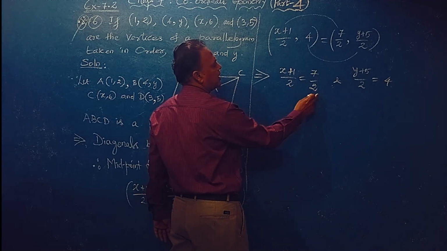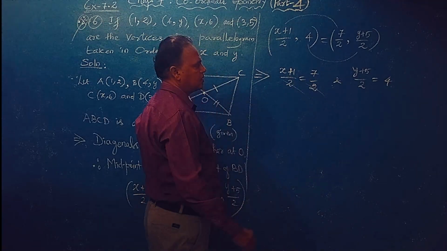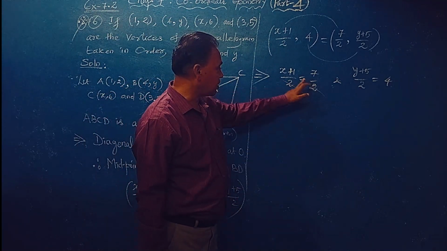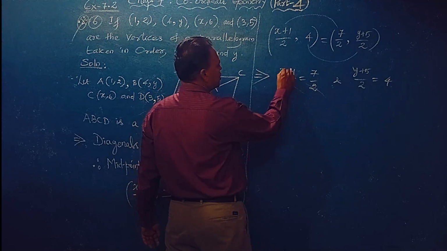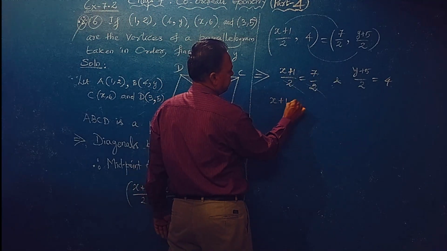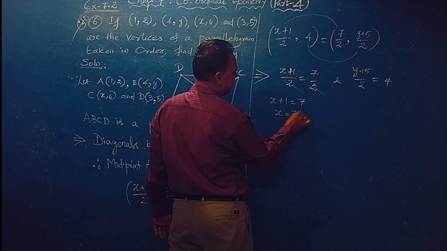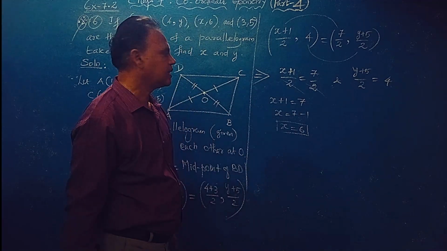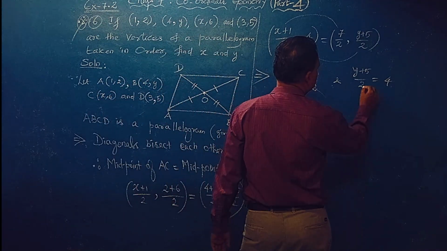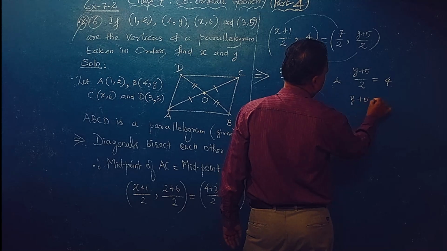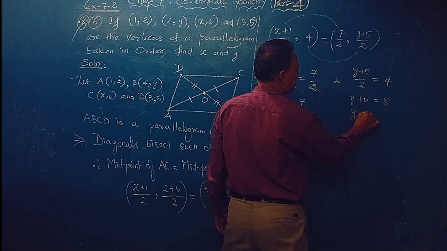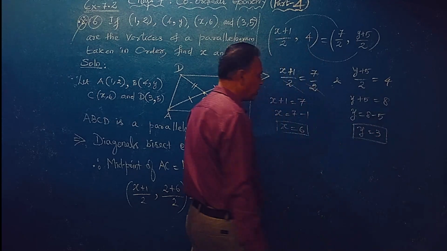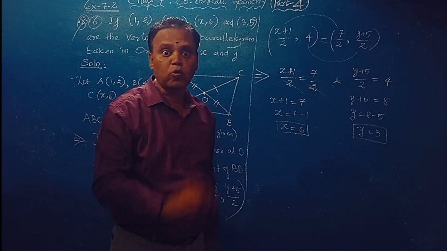Now, here you see both the denominators are the same, so straight away you can cancel. You don't need to cross multiply, and you can simplify. Now, x plus 1 equal to 7. So x is equal to 7 minus 1, so x is equal to 6. Got it? Now, here you can cross multiply. So y equal to 8 minus 5, therefore y equal to 3.